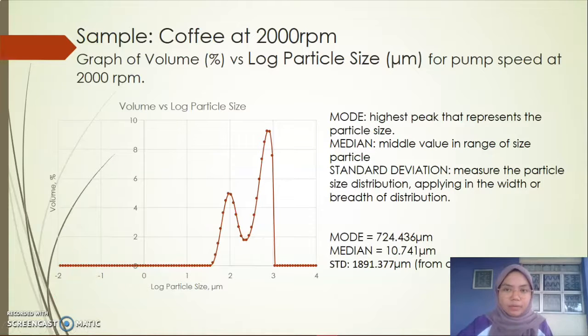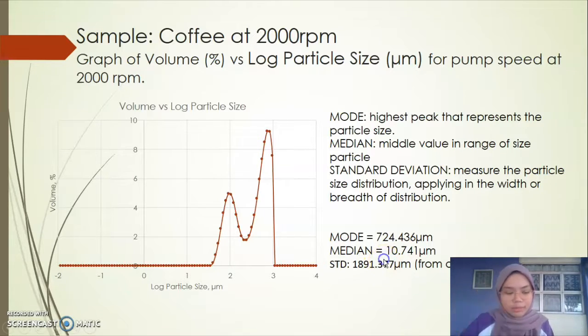This is the first graph for 2000 rpm, which is volume versus log particle size, and we know that the mode is the highest peak. This is the value for the mode, which is 724 micrometer. This is the value for log particle size. So it becomes smaller, and the median is the middle value in the range of particle sizes, which is here, and the value is 10 micrometer. And the standard deviation we get from a table that we calculated in Excel.